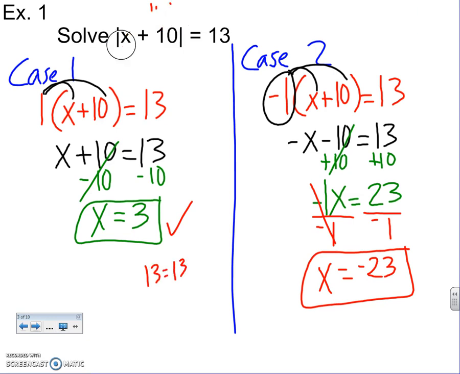If I try the other one, I've got to plug in negative 23. Negative 23 plus 10 is negative 13 inside. The absolute value of a negative number turns positive. 13 equals 13, that's also true. So this is good. This one had two solutions, two cases, and both worked.